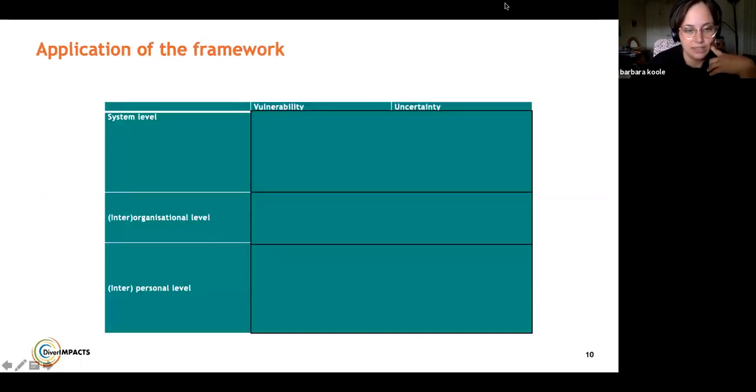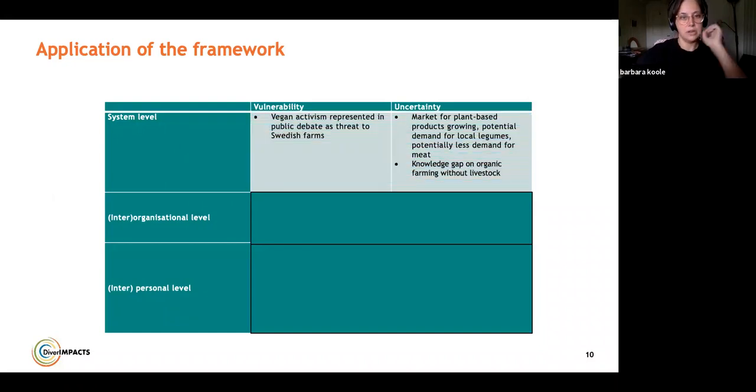So what I did is that here you see the same framework again that I just explained. I looked into what is actually going on here. Why is this controversy even there when it seemingly goes against the interest of some of the participants? So I first looked at the system level, and I looked at vulnerability. And one thing that became really clear is that vegan activism, in the public debates, on television, in newspapers, etc., is often represented as a threat to Swedish farms.